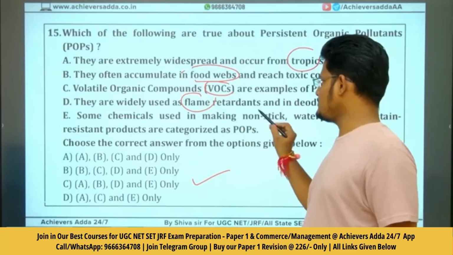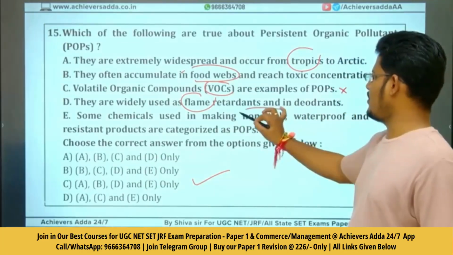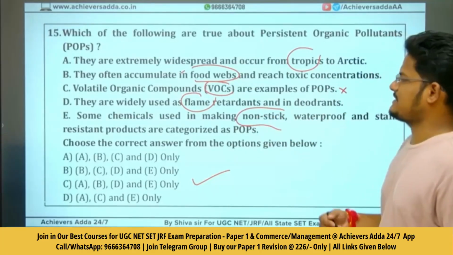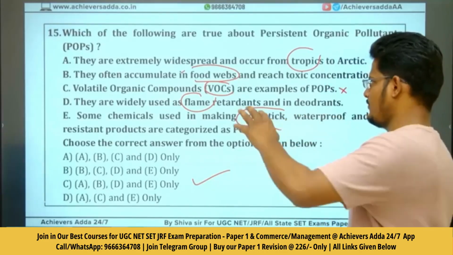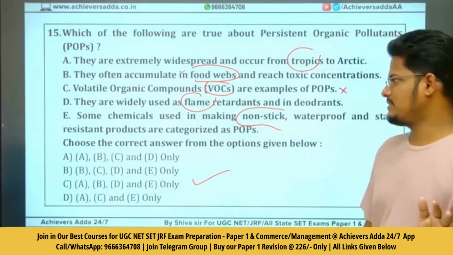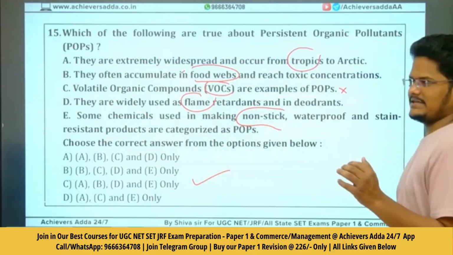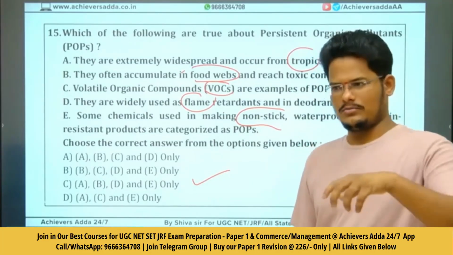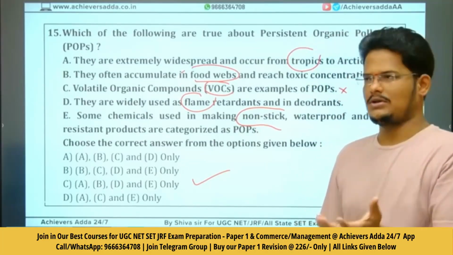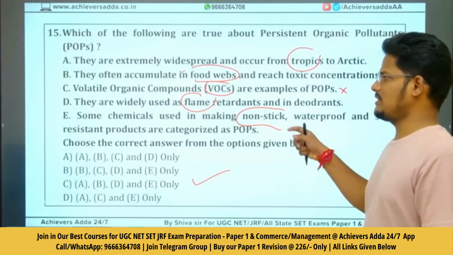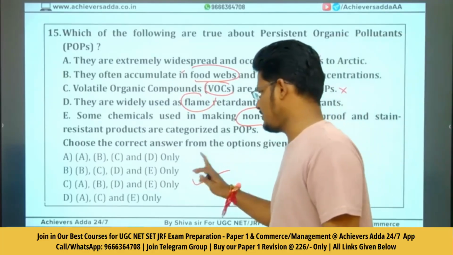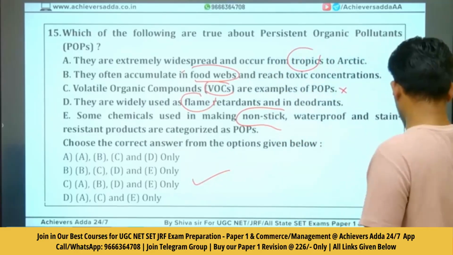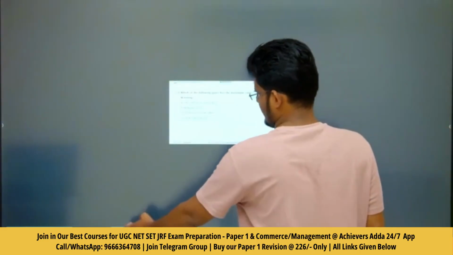Some chemicals are used in making non-stick, waterproof, stain-resistant products, generally consumer goods. Non-stick is related to cooking items, the bowls. So when we are making those, whatever chemicals are added come under persistent organic pollutants only. Except the third one, the remaining four statements are correct.